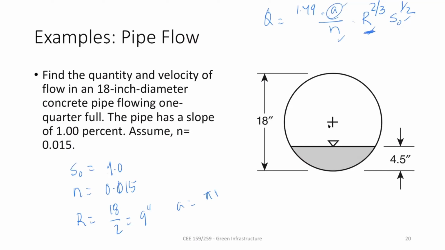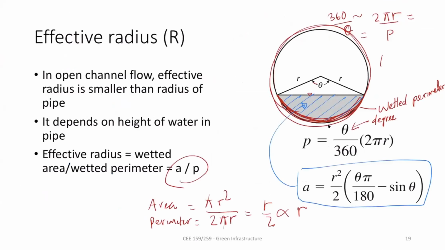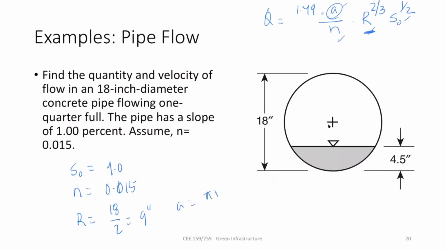What is the effective radius for that? So how do you calculate the effective radius? That one is based on these answers here, A by P. And so if you know theta, you can calculate all of them. So theta is given here, or it's not given. So that means you have to calculate that theta. So let's calculate that theta.